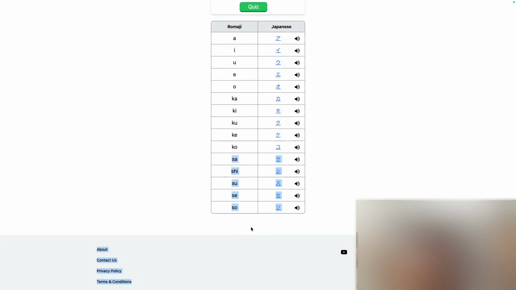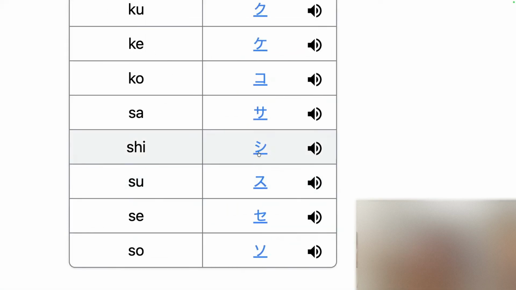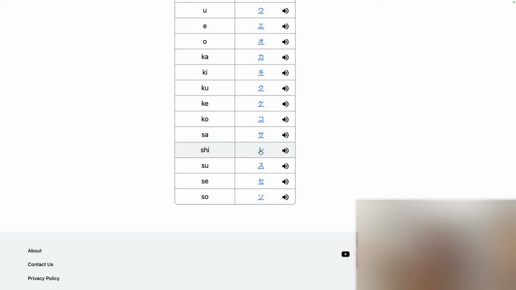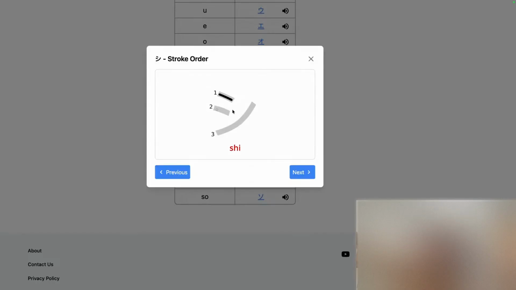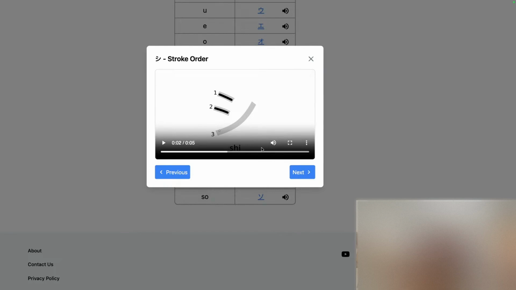And what I notice is that She and So look very similar. Also, just in case you're wondering, this bottom dash here denotes that it's a hyperlink. That's not actually part of the character. The point is that this is clickable, so you can click on this and see the stroke order. Stroke order means the correct way to write this letter.